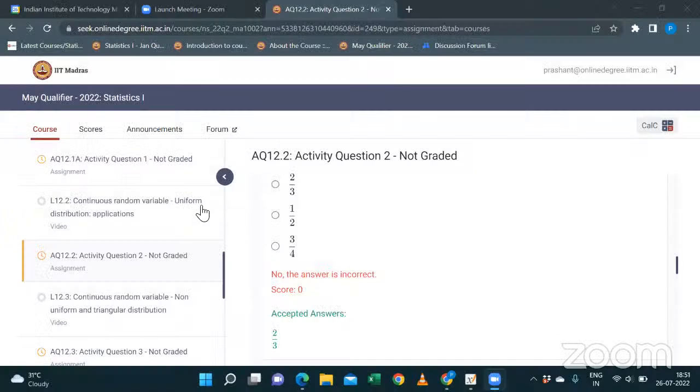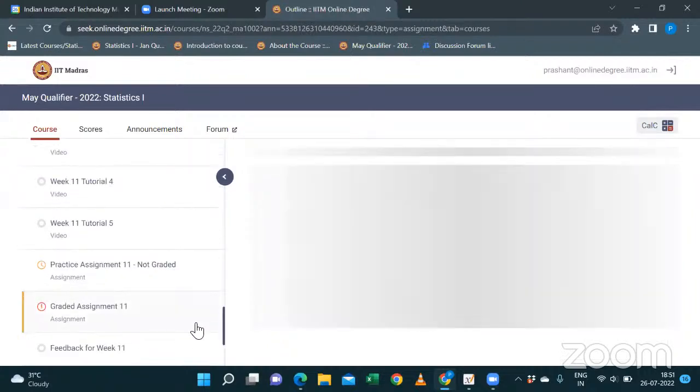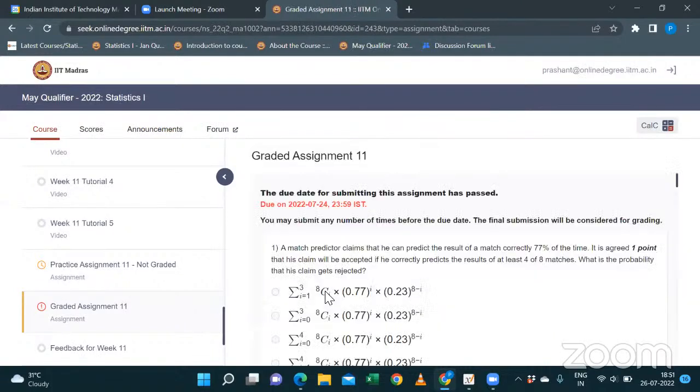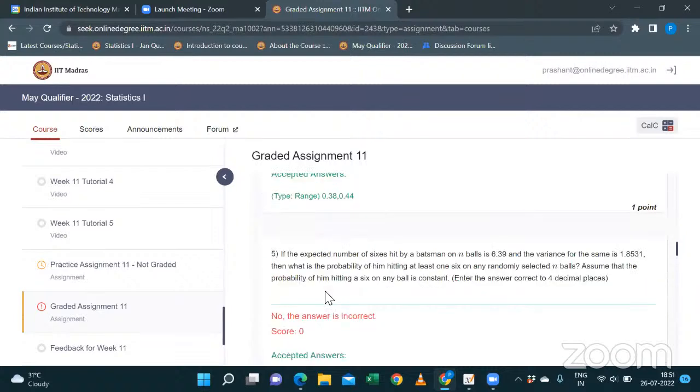Question number 5. If the expected number of sixes hit by a batsman in an over is 6.39, okay, so values might be different for you, and the variance for the same is 1.8531, then what is the probability of him hitting at least 1 six in any randomly selected over?